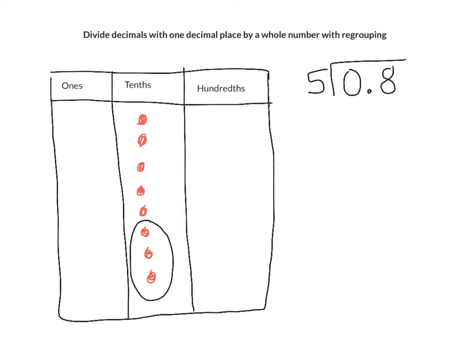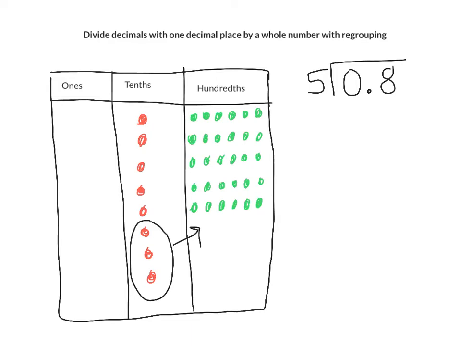We would then have to regroup our 3/10 into our hundredths place. When we regroup 3/10, we get 30 hundredths, which I just drew in green. Now we can take our 30 hundredths and separate them into 5 equal groups. When we do that, each group would equal 6 hundredths. Now we can take a look at the total that we have in each group.